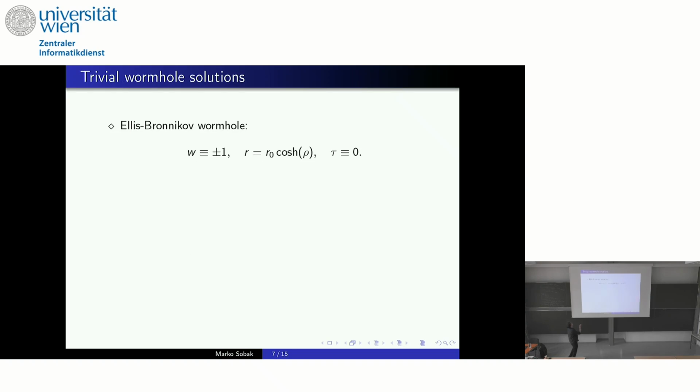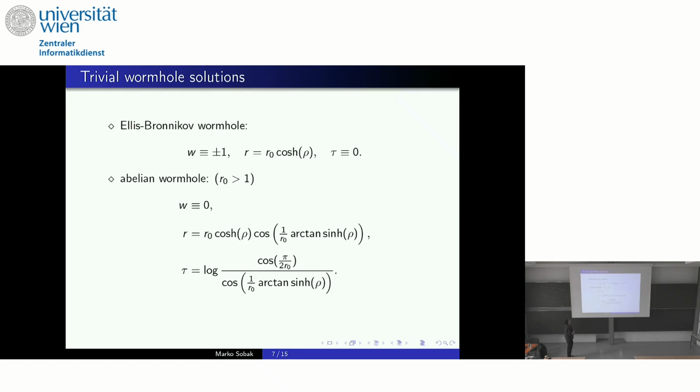So in the first case, when W equals plus minus 1, then you just get the Ellis-Bronikov wormhole, as I mentioned before, because in this case, it turns out that the connection is flat. So the Yang-Mills term completely disappears in the Lagrangian, and you're just dealing with the phantom Einstein theory. And in the second case, well, here the solution is a bit more complicated, but again, the formulas are not so important. I just wanted to show you that they're explicit.